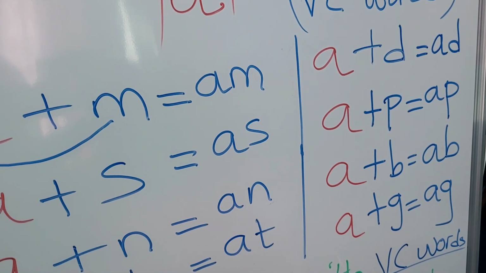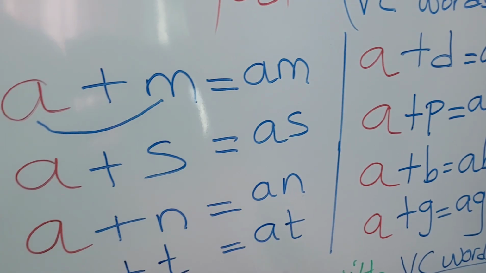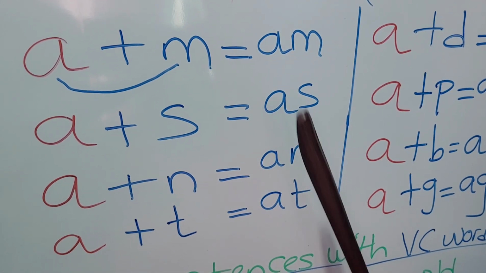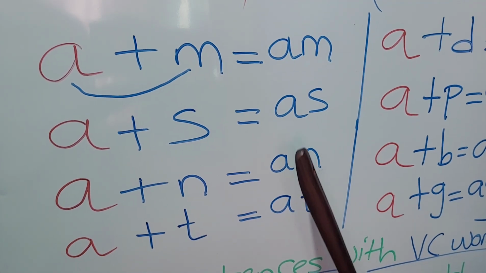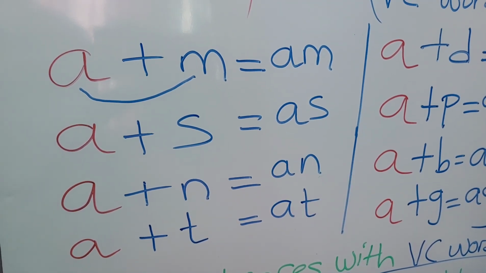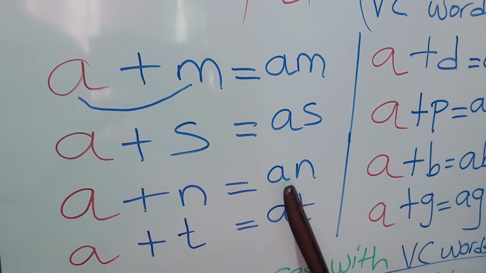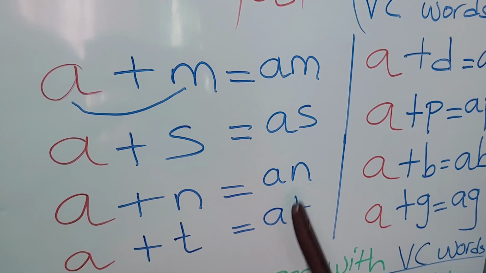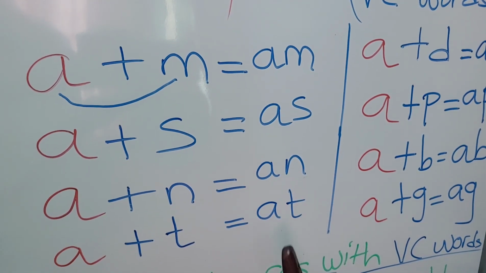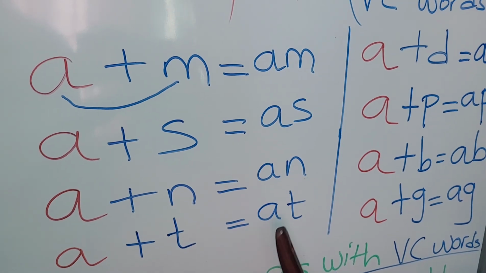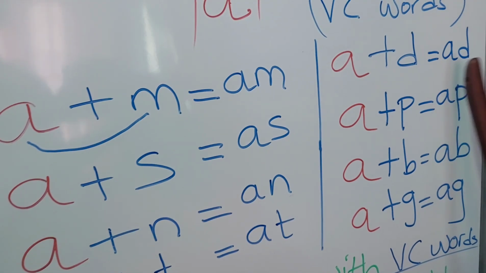Now, together, let's read the two beautiful letter words we form. Let's go. Am. Again, am. As. Again, as. The next one, an. Again, an. The next one, at. Again, at. The next one, add.